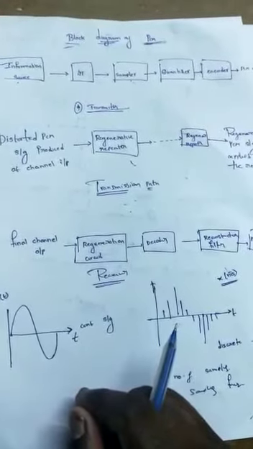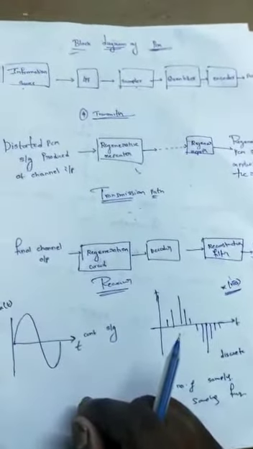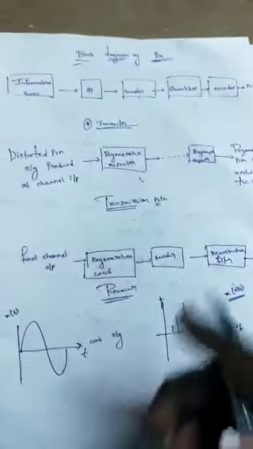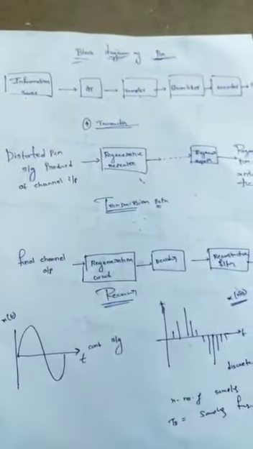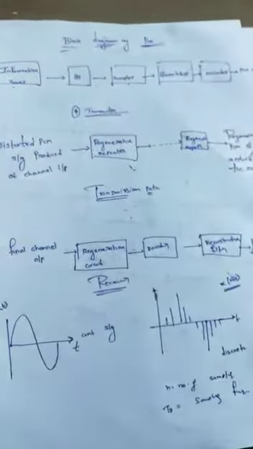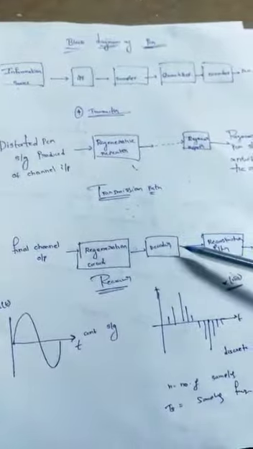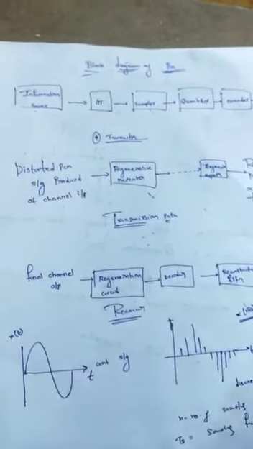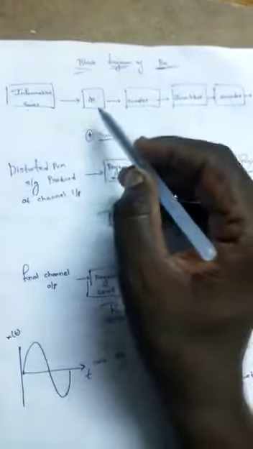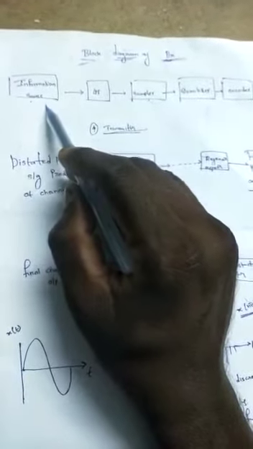PCM is used to convert an analog signal into a digital signal. And this is the block diagram of PCM. In the PCM block diagram we have three parts. The first one is the transmitter part, the second is the transmission path, and the third is the receiver part. In the transmitter part, the first block is the information source.